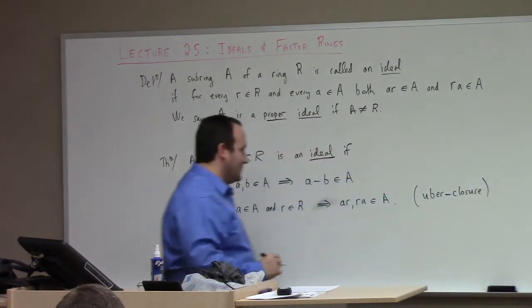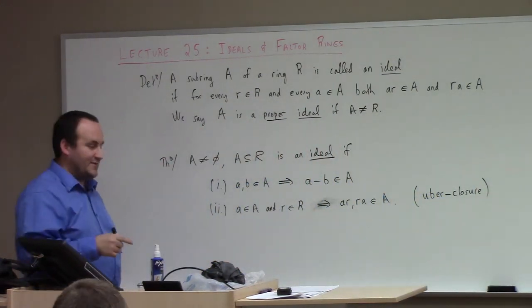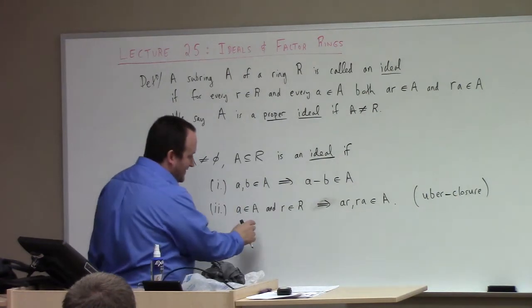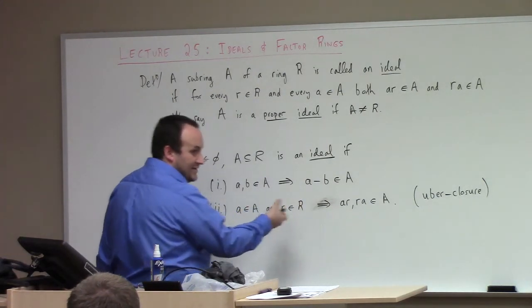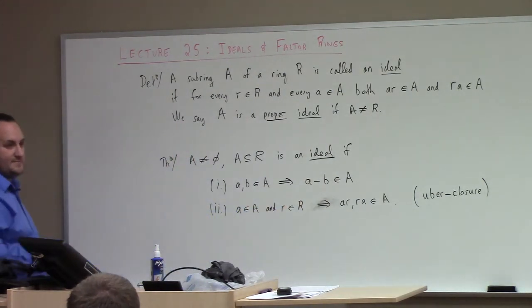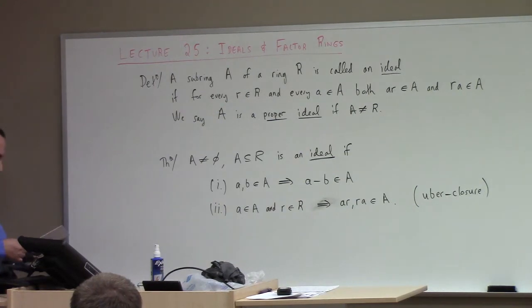But I should have paused the recording for a second. But Uberclosure, because it's not just closure of A within A, it's closure of A with things outside of A. So the proof of this theorem is pretty much immediate from the subring test and the definition of ideal.